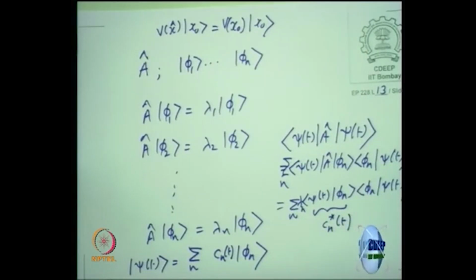Cn star of t. And what about this? Cn of t. Is that right? From here you can write Cn of t as phi n with psi of t. Is it straightforward that you can see that these are the tricks you have to use when you do the computation? Go to the eigenbasis of an operator and try to make use of this eigenbasis.